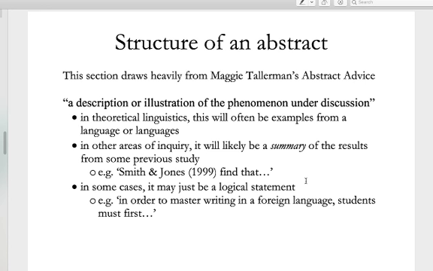In some cases, it might just be a logical statement, right? So not necessarily about previous results or anything like that, but, in order to master writing in a foreign language, students must first do X, Y, and Z, or have this kind of knowledge. And that's not something you necessarily need to support with citations or anything like that. It's just a logical problem, right? It's the problem that you're trying to address.